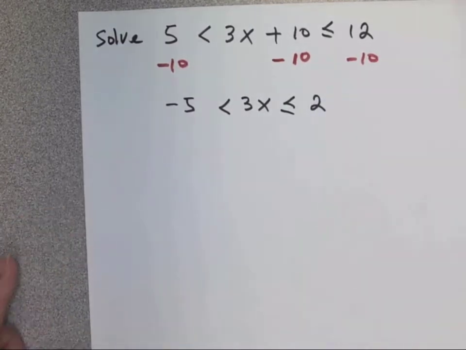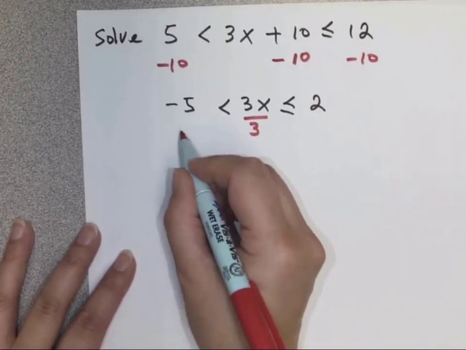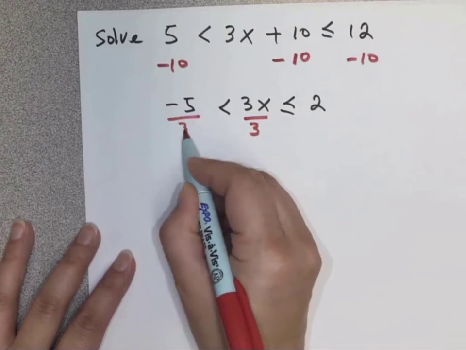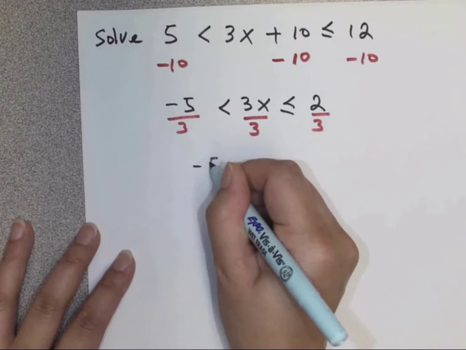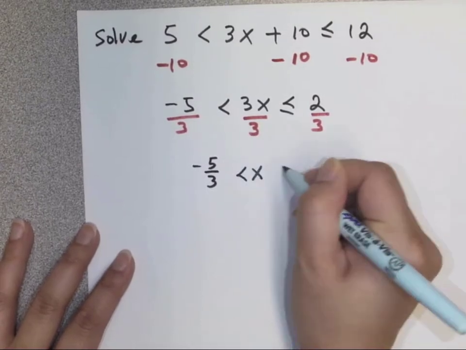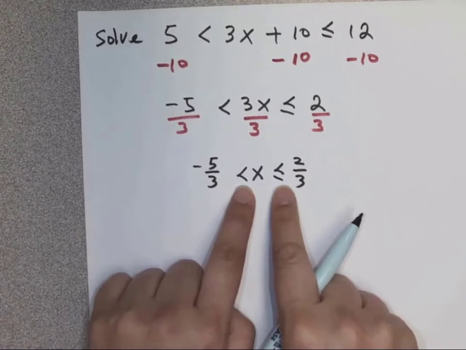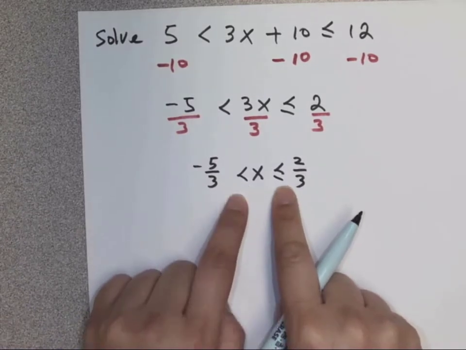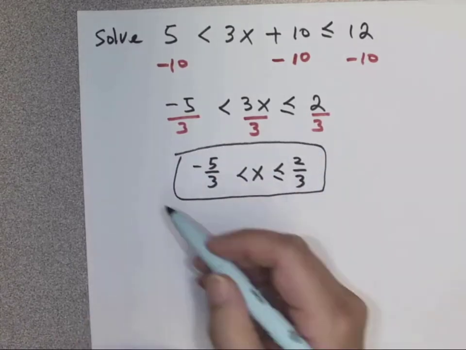Okay, almost done. You need to divide by 3 in the middle and also on the left and on the right. So the answer is -5/3 less than x less than or equal to 2/3. Do I have to flip those signs? No, because we didn't multiply or divide by a negative number, right? Okay, so this is how you solve it.